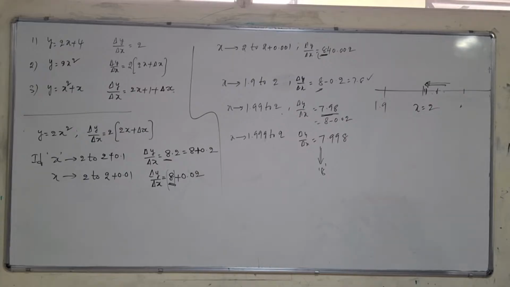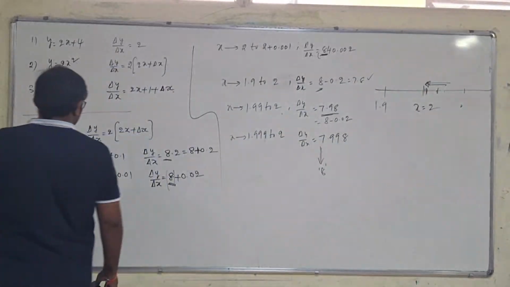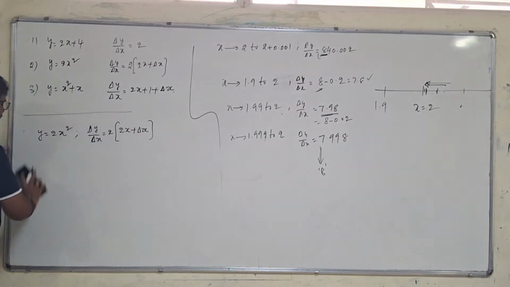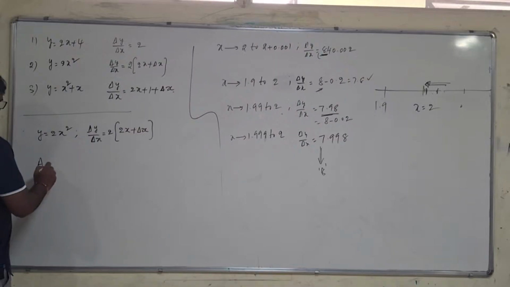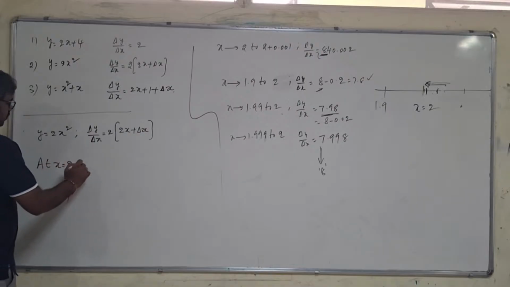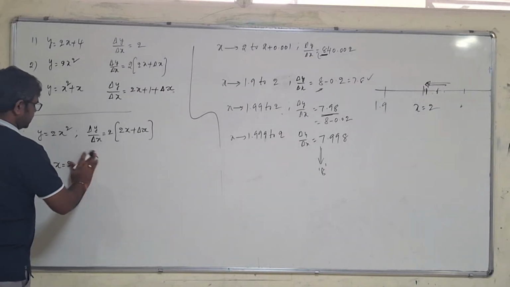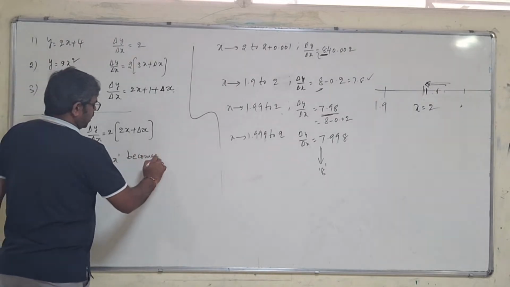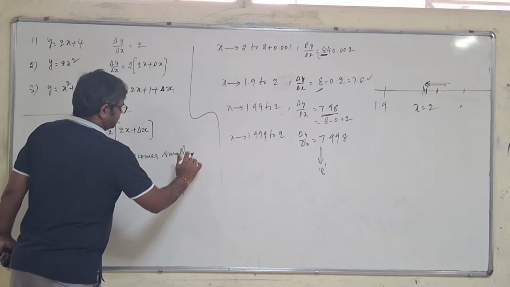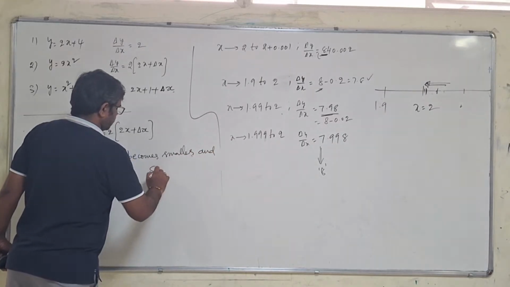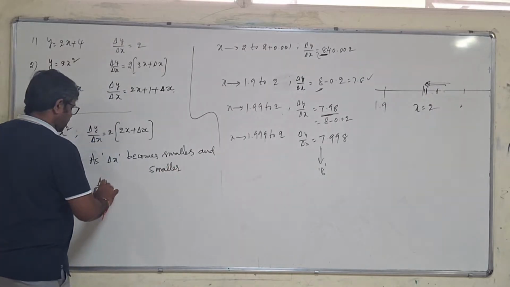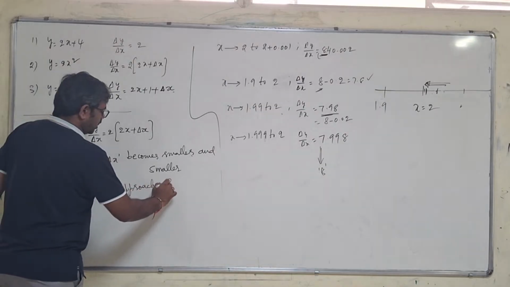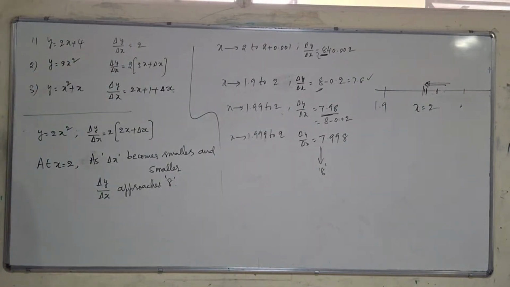Okay. So the conclusion here is that as delta x becomes smaller and smaller, around x is equal to 2, at x is equal to 2, delta y by delta x approaches which number? Approaches 8. Is this understood?